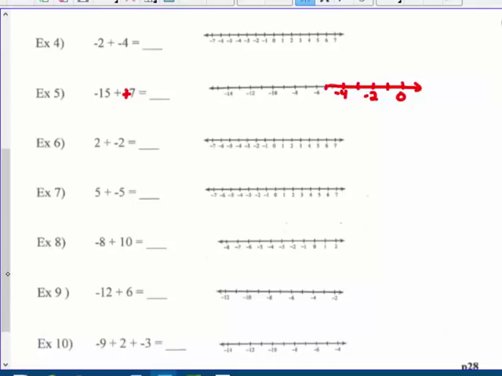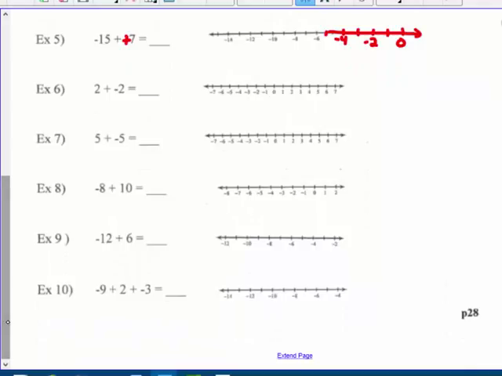Again, number 9 and 10 don't have 0 on here, so I'm going to extend these and add on the 0. Since they're numbering every 2 on those number lines, you have to go out a little bit. So please complete page 28 using the number lines for adding integers.